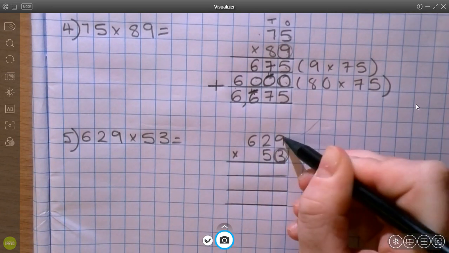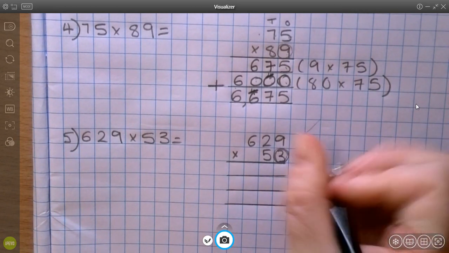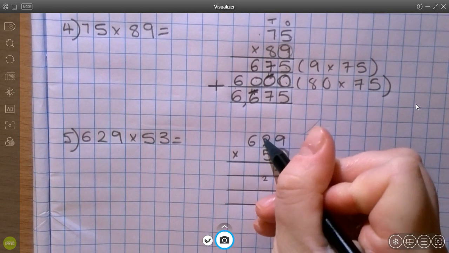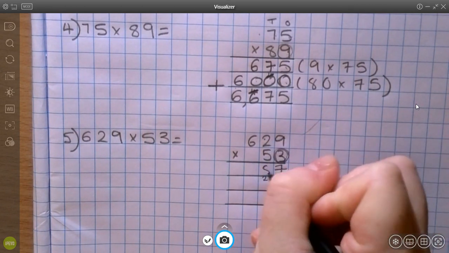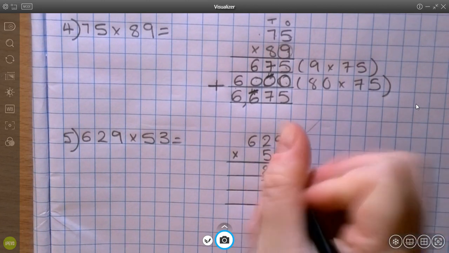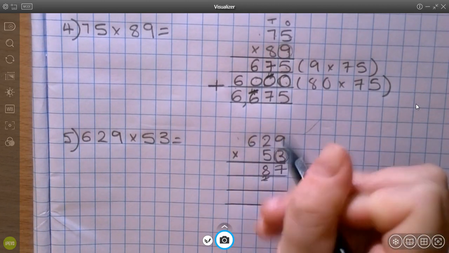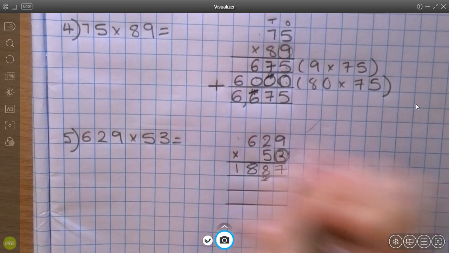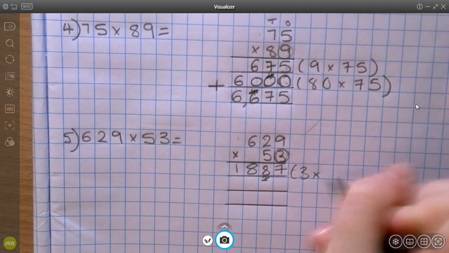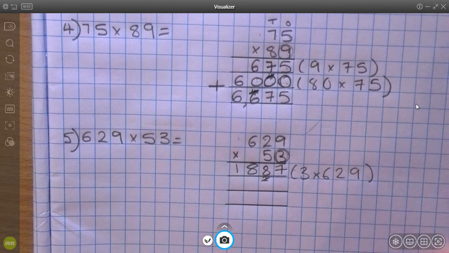So 3 times 9 is 27. So regroup the 2, put in the 7. 3 times 2 is 6. Add the 2 is 8. 3 times 6 is 18. I don't have anything else to multiply afterwards, so I can put my 18 straight in. I've multiplied the 3, so I've done 3 times 629.